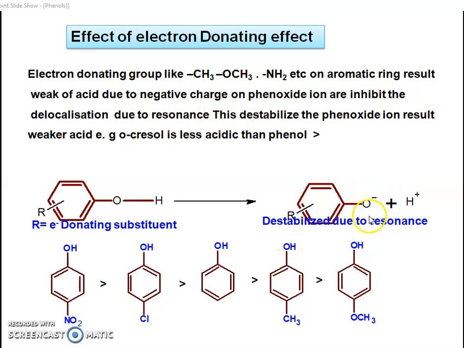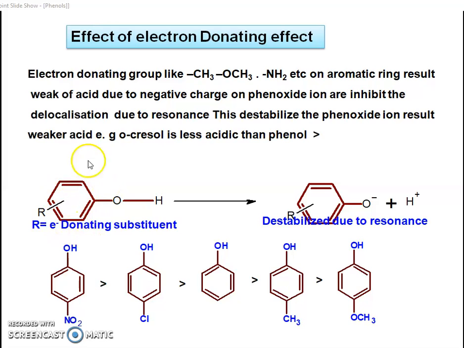which inhibit the delocalization or destabilize these resonating structures. Because these resonating structures of the phenoxide ions are destabilized, the result is a weaker acid, and therefore ortho-cresol is less acidic than phenol.